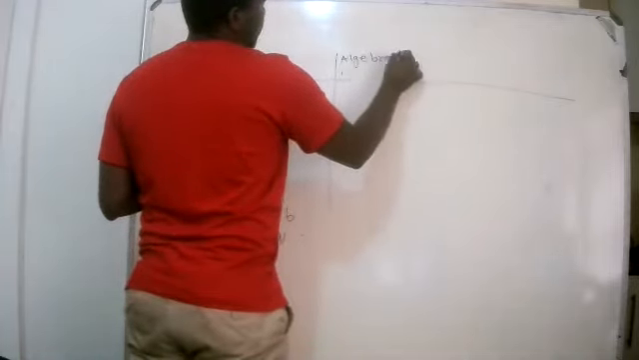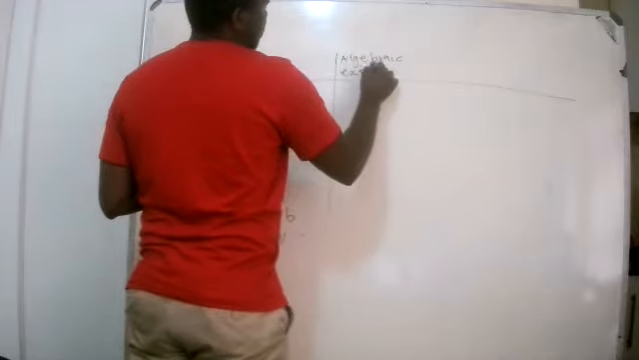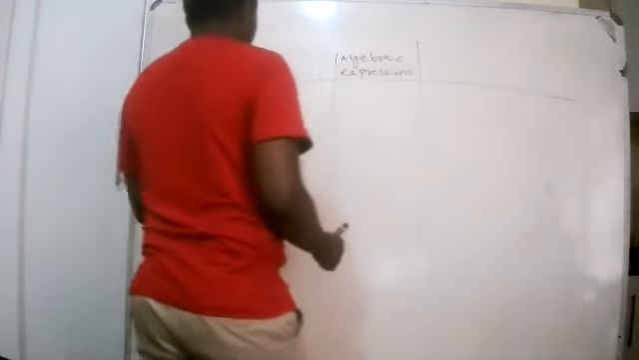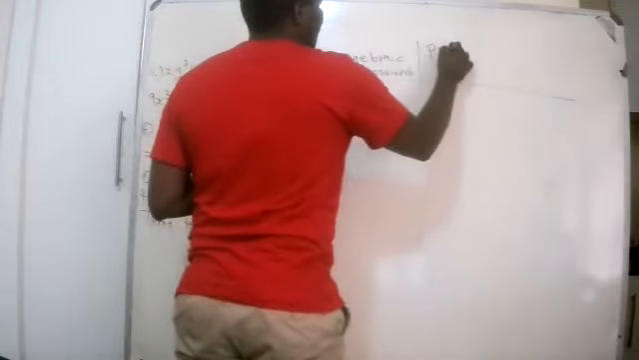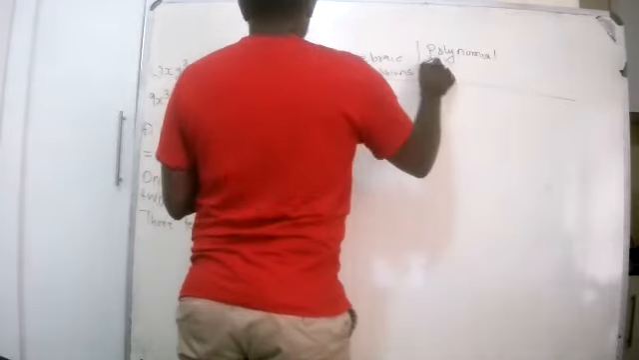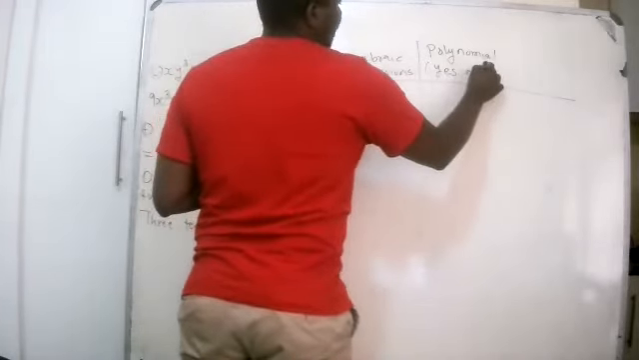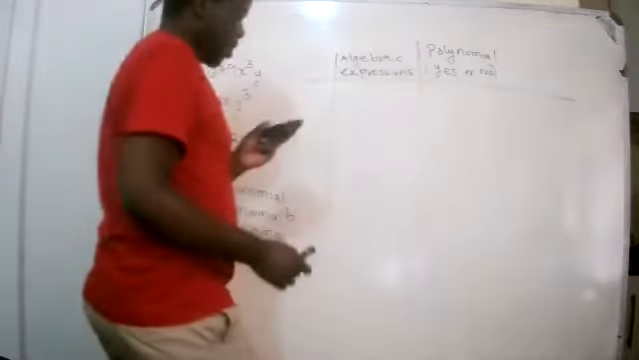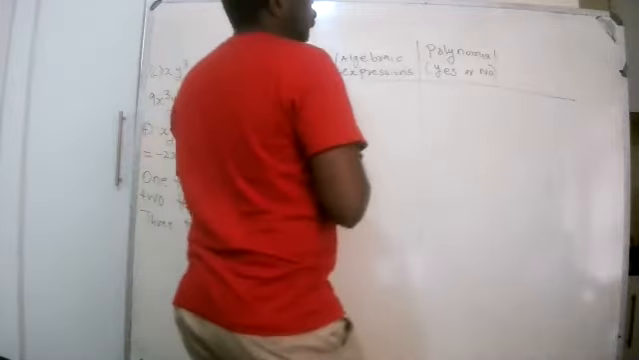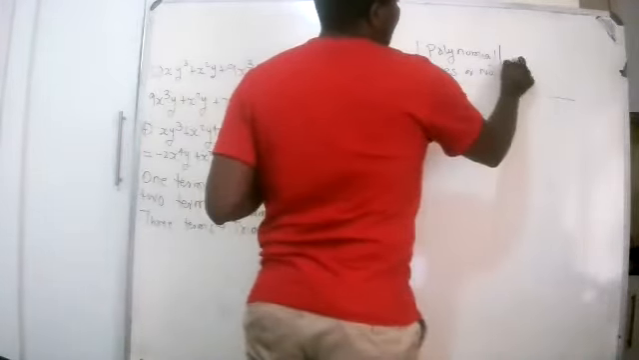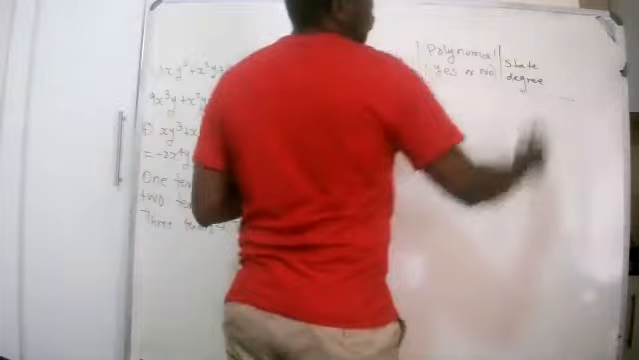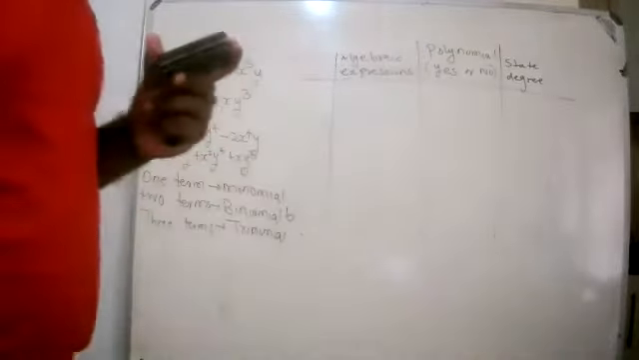So these are algebraic expressions. And we want to know if that given algebraic expression is a polynomial or not. So we need to answer yes or no, if it is polynomial or if it is not polynomial. If it is polynomial, we need to state the degrees of that.